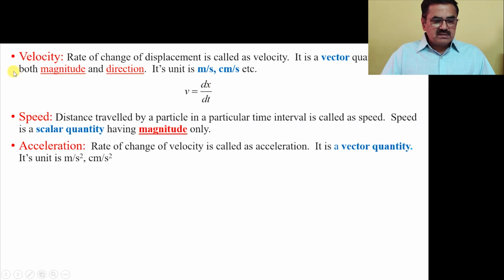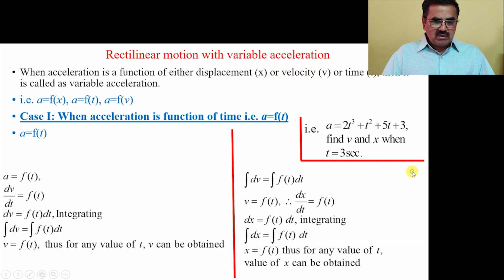Velocity is a vector quantity which needs magnitude as well as direction, while speed is nothing but the distance traveled by a particle in a particular time interval. Speed is a scalar quantity having magnitude only, so to define speed completely, we do not have to mention its direction. In case of velocity, both magnitude and direction are required. The third quantity is acceleration. The rate of change of velocity is called acceleration, and it is a vector quantity. Its SI unit is meter per second square. So these are the three important quantities related to our study.